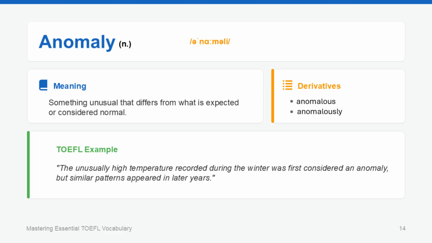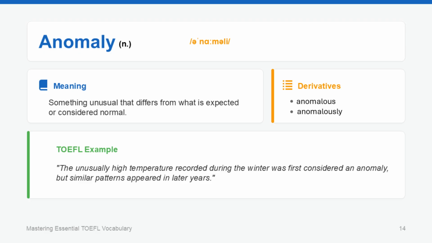Listen carefully. Anomaly. Excellent pronunciation. Anomaly means something unusual that differs from what is expected or considered normal. Scientists often talk about anomalies when they're analyzing data, don't they? Yes, they do. An anomaly may indicate an error, or it may lead to an important scientific discovery.